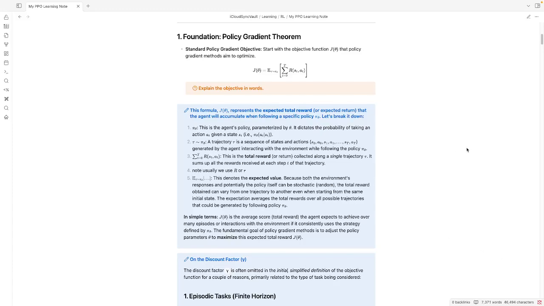Hello, everyone. This is reinforcement learning in 5 minutes. And today we're talking about PPO, which, in my opinion, is the most important algorithm in reinforcement learning.